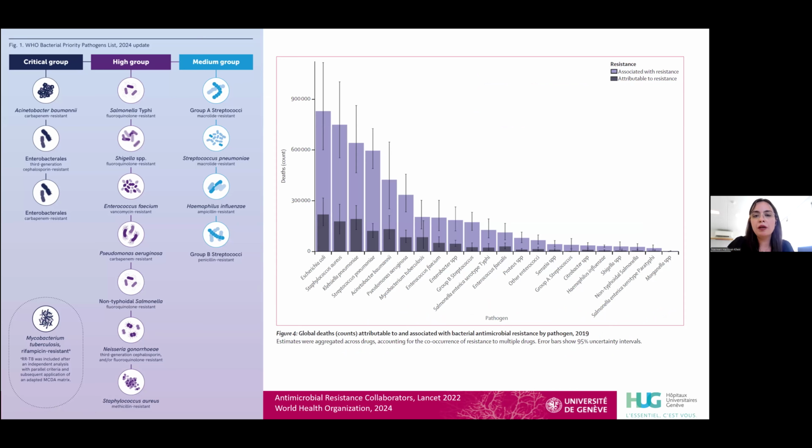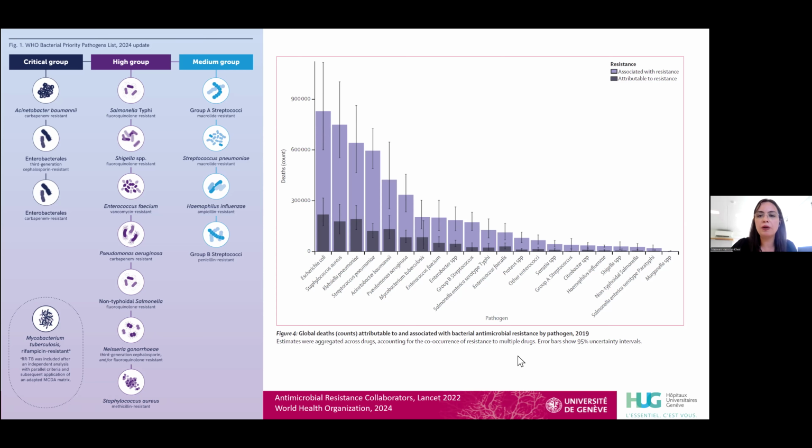So the majority of the burden was attributable to six specific pathogens, the leading pathogens here on the figure from the right side, mainly in lower respiratory tract infections, bloodstream infections, and abdominal infections. These pathogens also align very well with the recently updated WHO bacterial priority pathogen list, which was first published in 2017 to guide the research and development for antibacterials facing the AMR challenges.